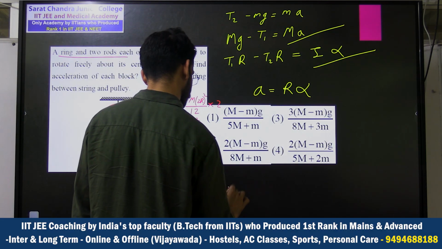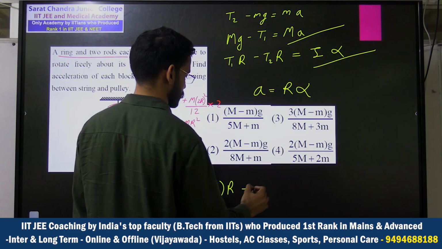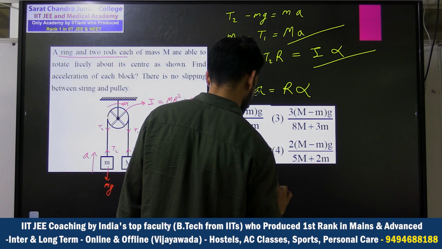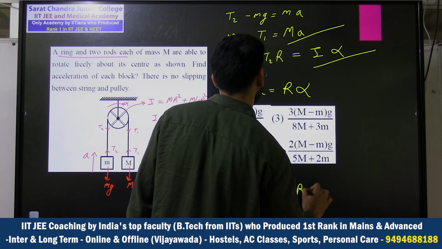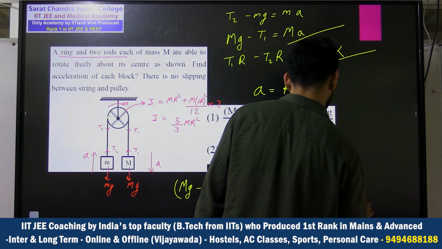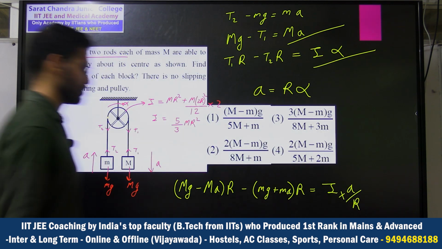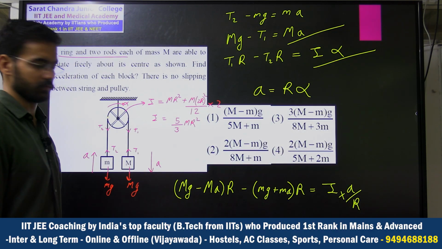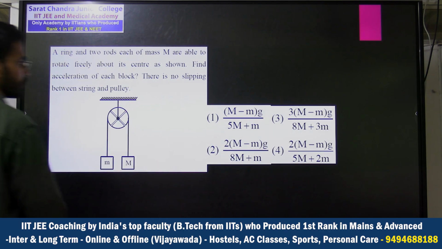Into R, minus T2. What is T2? T2 is small mg plus small ma, into R, is equal to I into alpha, and alpha is A by R. Okay, that's it. So this whole equation will come in A, which you can solve easily, and that's your answer. Got it? I hope you will be able to do this. Next.